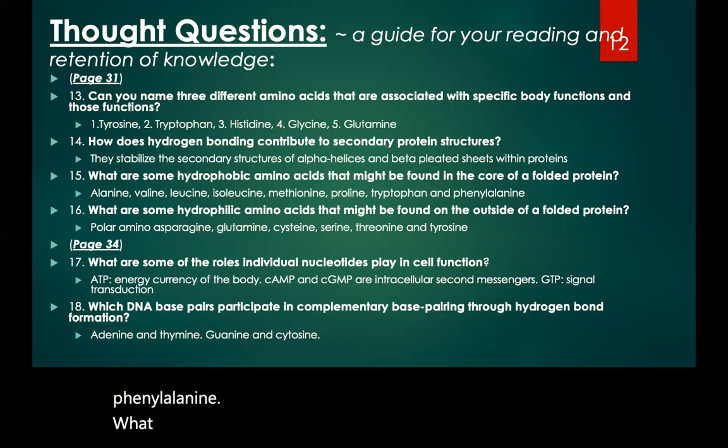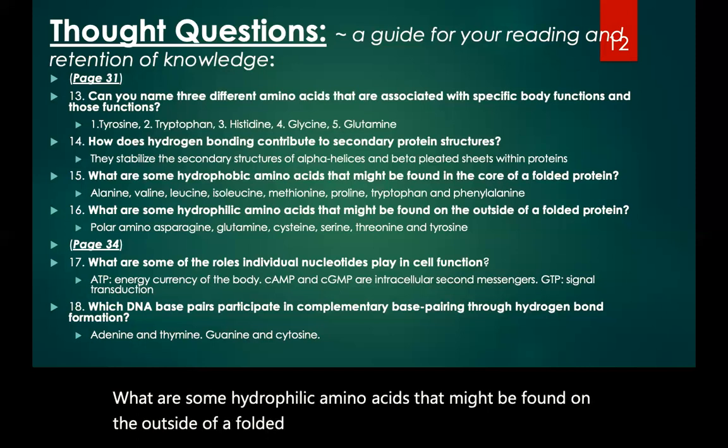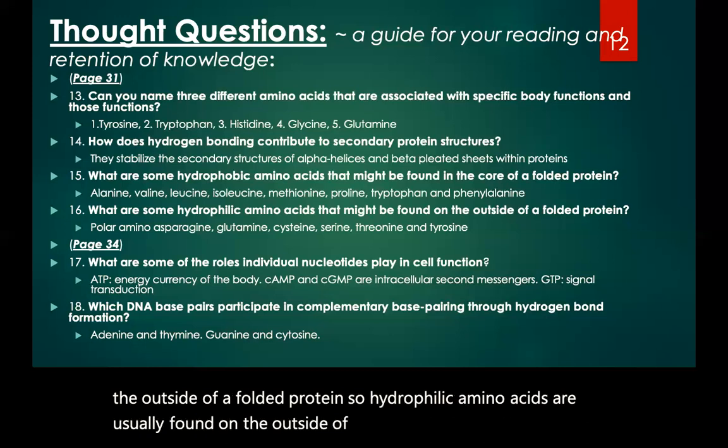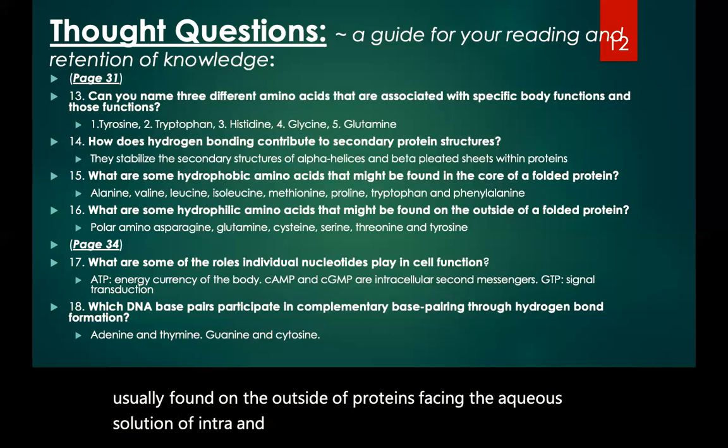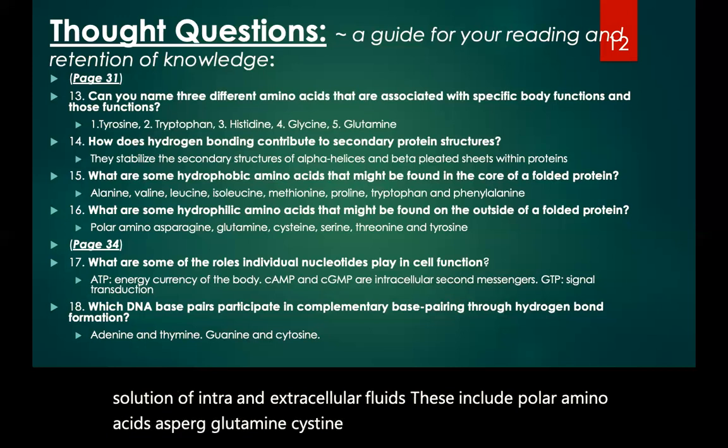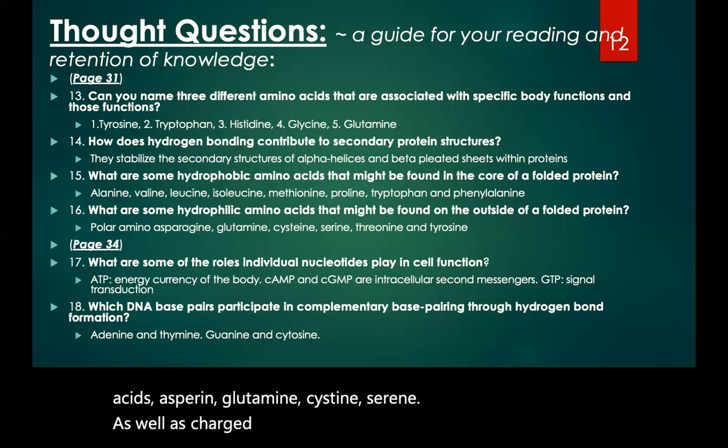What are some hydrophilic amino acids that might be found on the outside of a folded protein? So hydrophilic amino acids are usually found on the outside of proteins facing the aqueous solution of intra and extracellular fluids. These include polar amino acids, asparagine, glutamine, cysteine, serine, as well as charged amino acids, aspartic acid, glutamic acid, lysine, arginine, and histidine.